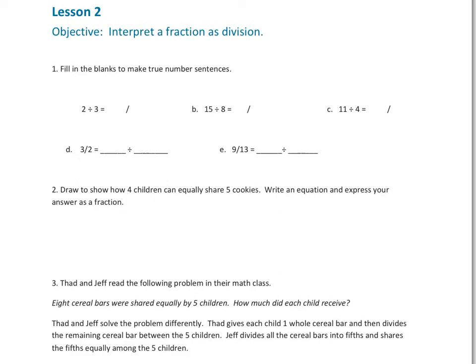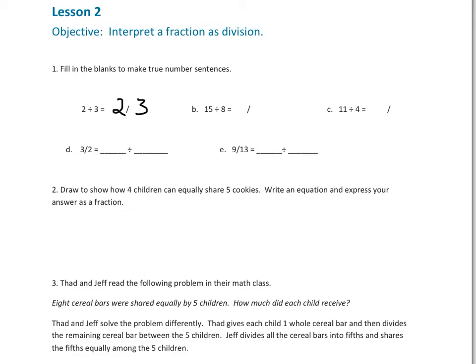Letter A says, 2 divided by 3. Now this is pretty simple. All you're going to do is take the first number and make that the numerator, 2. You're going to take the second number, the 3, and make that your denominator. So, 2 divided by 3 is equivalent to 2/3.